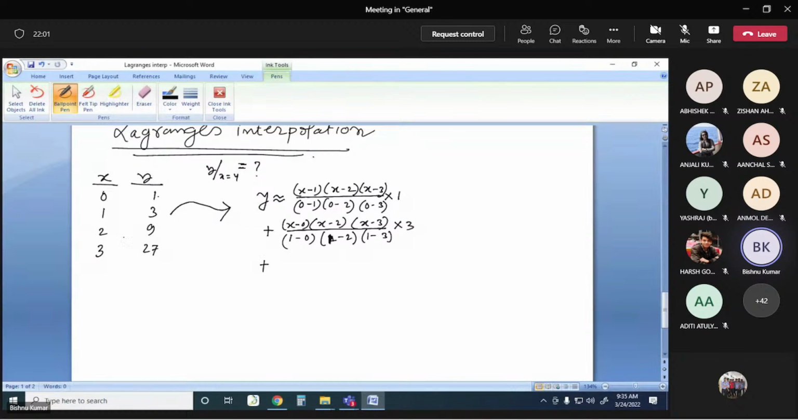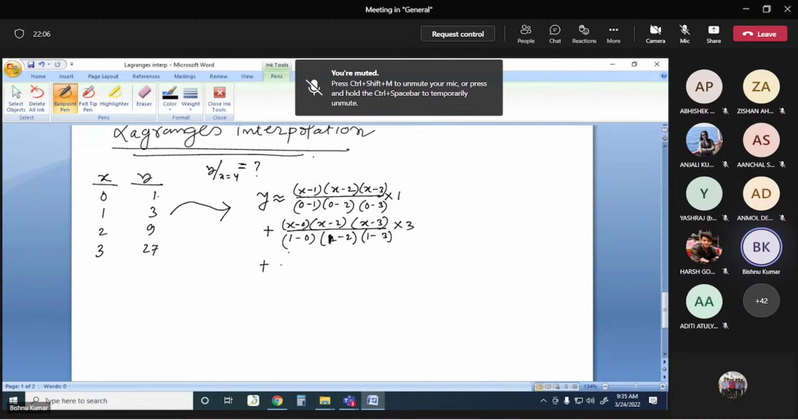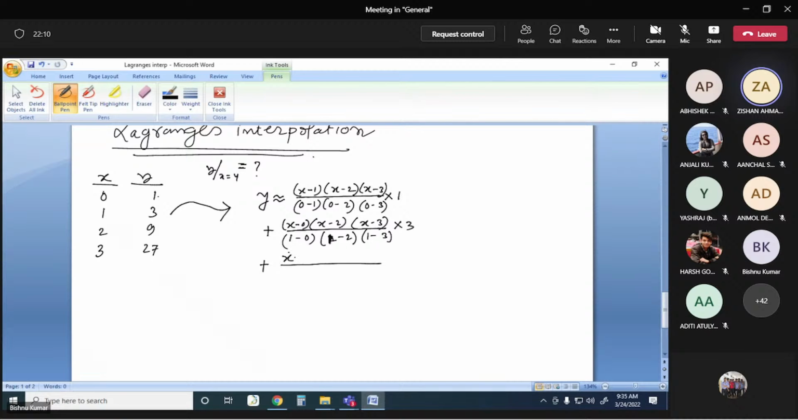What will be the third term? Follow the numerator, follow x minus quickly: x minus 0, x minus 1, x minus 3. And from 2, you subtract all x values, meaning 2 minus 0, 2 minus 1, and 2 minus 3. And the corresponding y value is 9.